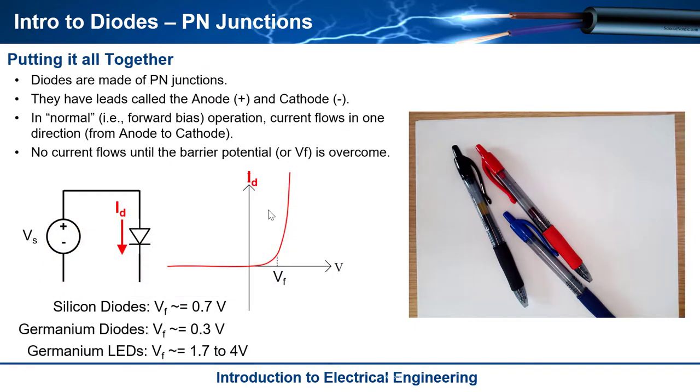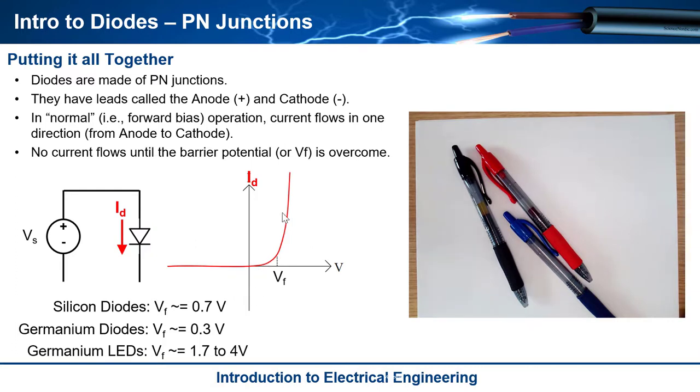All right, so let's put it all together and wrap this up. Diodes are made of PN junctions. That's why we studied the PN junction, so that you understand what the barrier potential is. They have leads called the anode and the cathode, and they're polarized so that it matters which way you plug it in. The characteristic of that PN junction is that when you run it in forward bias mode, current only flows in one direction from the anode to the cathode, but you have to apply a voltage to it that is enough to overcome the barrier potential.